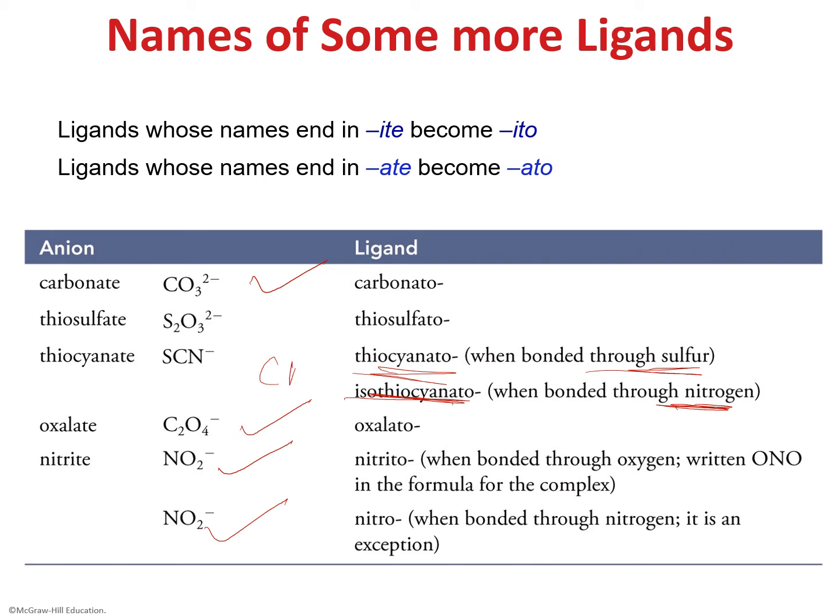And then at least CN minus, which is cyanide, right? So oxalate becomes oxalato. Then this is nitrite, NO2 minus. NO2 minus, if it is bonded through oxygen, it becomes nitrito. If it is bonded through nitrogen, it becomes nitro. So nitrite, ITE becomes ITO. So nitrite becomes nitro. It's not ITO exactly, but it becomes nitro. And it becomes nitrito if it is bonded through oxygen.